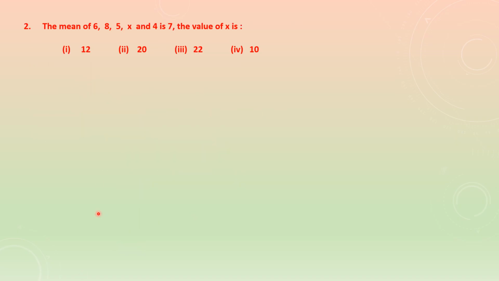Question 2. The mean of these observations is 7. The observations given to us are 6, 8, 5, x and 4. The mean is 7. Now we need to find the value of x. So what are all the observations? The observations are 6, 8, 5, x and 4.